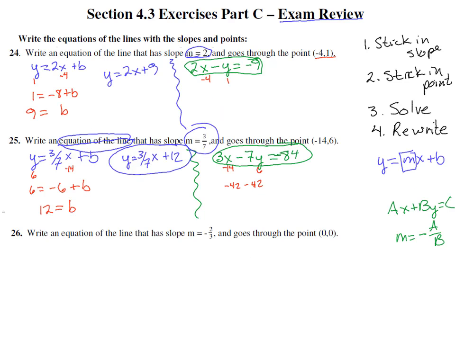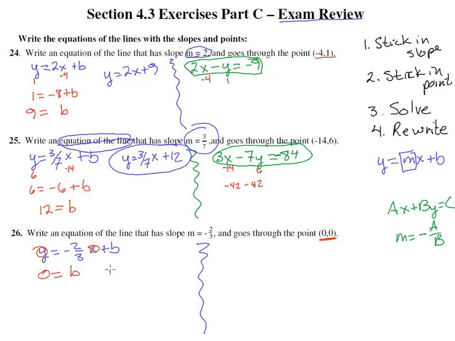Good. Number 26. Write an equation of the line that has slope m equals negative 2/3. So we would write y equals negative 2/3 x plus b. That's what we know it's going to look like. And then step number 2, stick in the point 0, 0. So let's stick 0 in right here and 0 in right there. And we get 0 equals 0 plus b. Hey, that was nice. b equals 0.